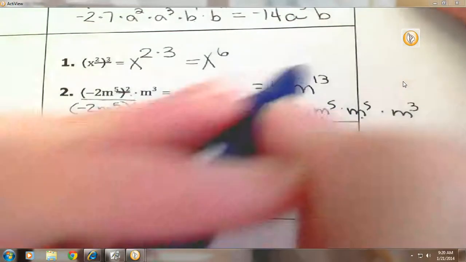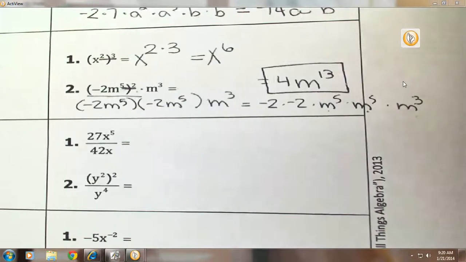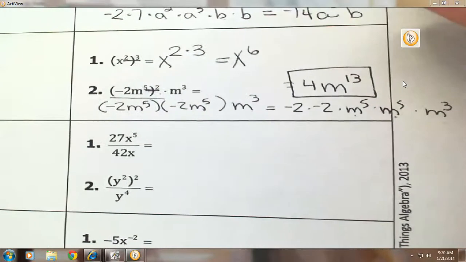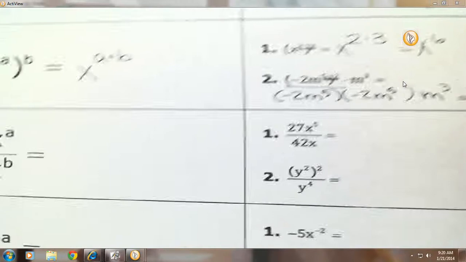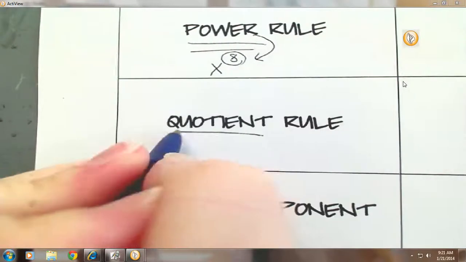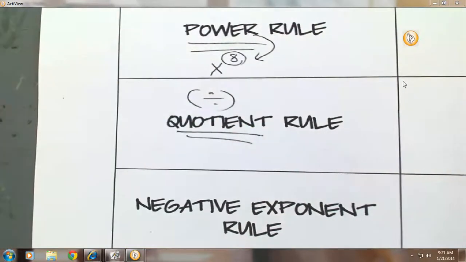So we have positive 4m to the 13th power. The next examples are using the quotient rule. What does quotient mean? Division. Quotient means division. So when we're dividing, what do we do with our exponents?